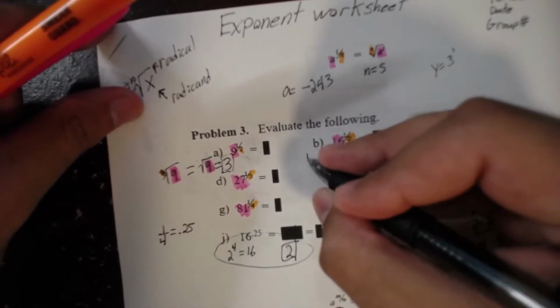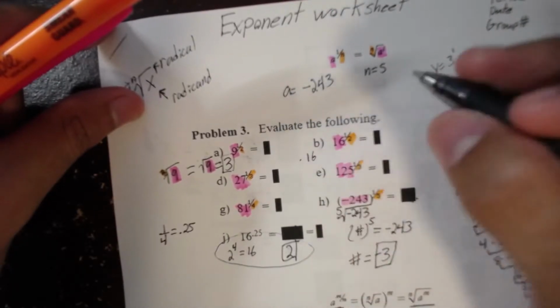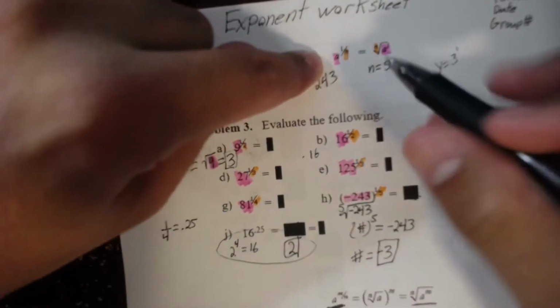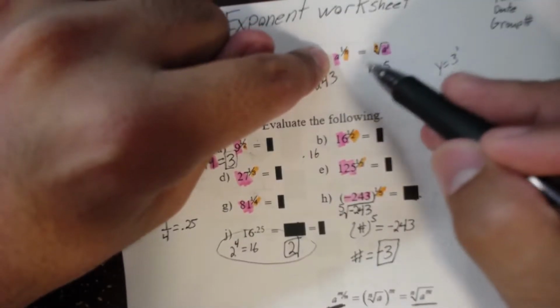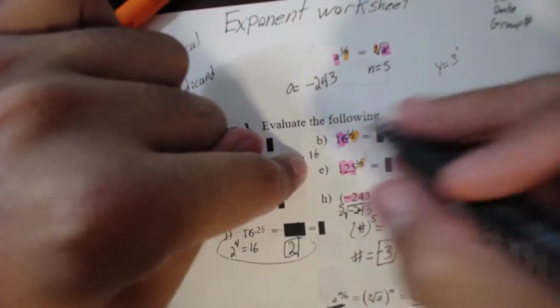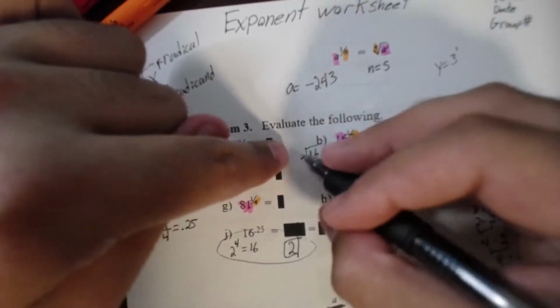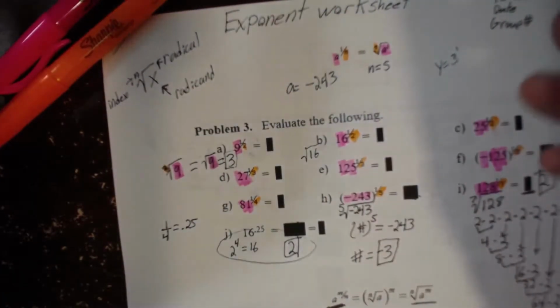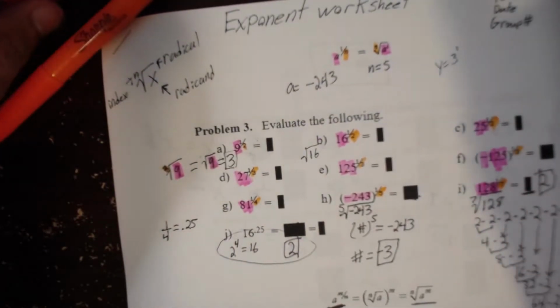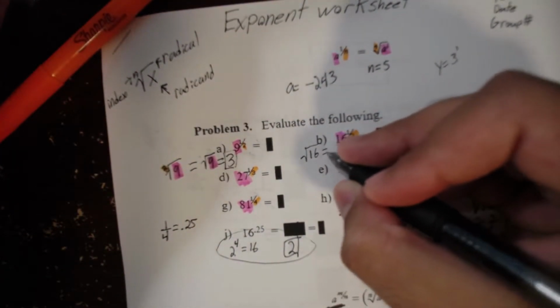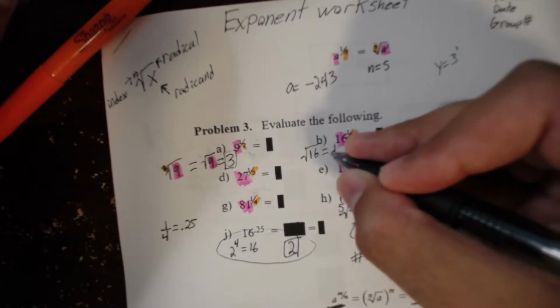Okay, 16. We're constantly switching from this form to this form. You do not have to do that, but I always like seeing what it's like. In this case, I'm just going to do the square root of 16. It makes it easier for me to see. And what is the answer? The square root of 16 is 4.